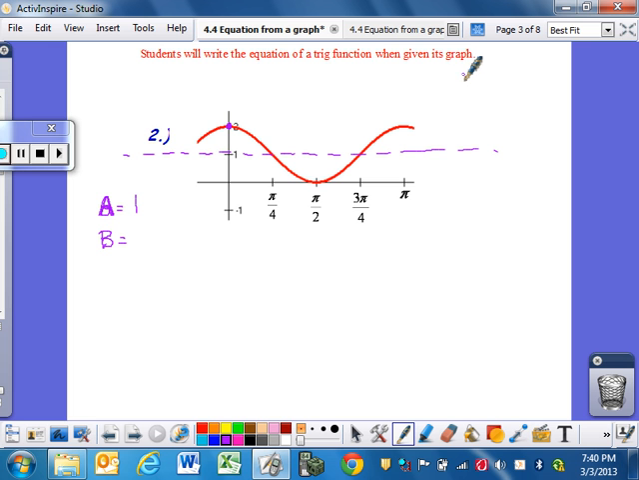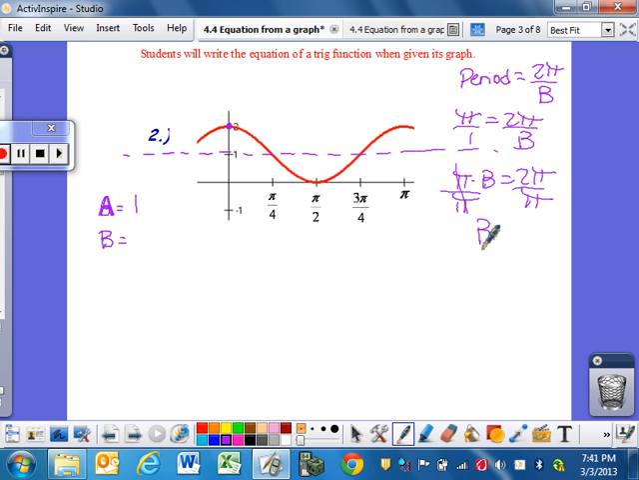Some of you might be able to do this off the top of your head. Others may need to do this. Period equals 2 pi divided by B. My period is just pi. Alright, now if I cross multiply, pi times B equals 2 pi times 1, and divide by pi, B equals 2. Okay, so I know A is 1, B is 2.